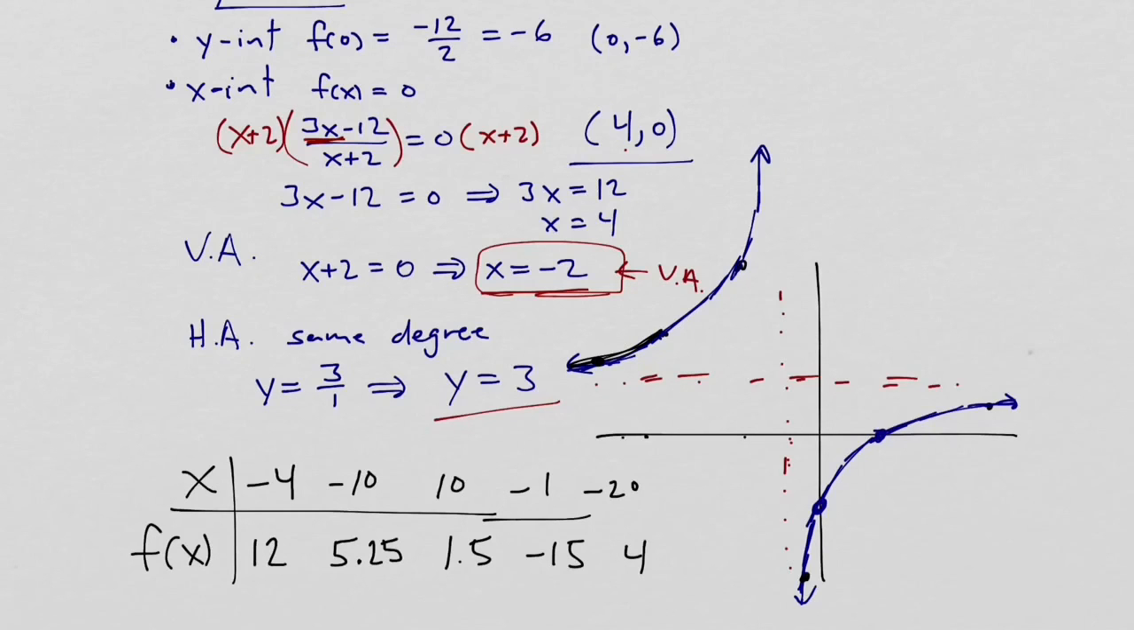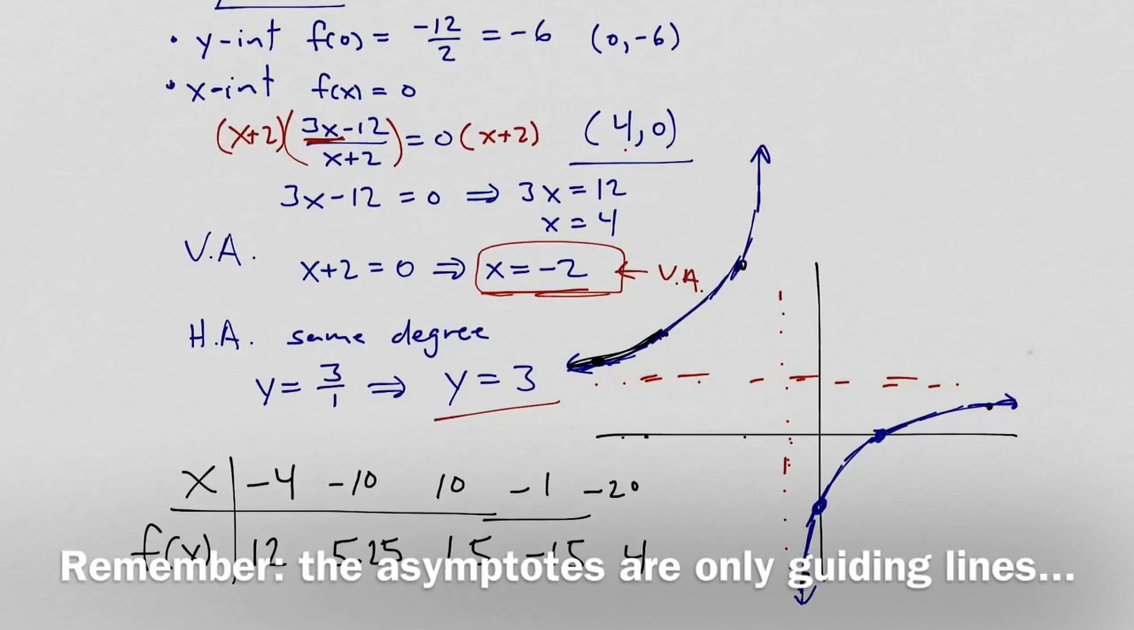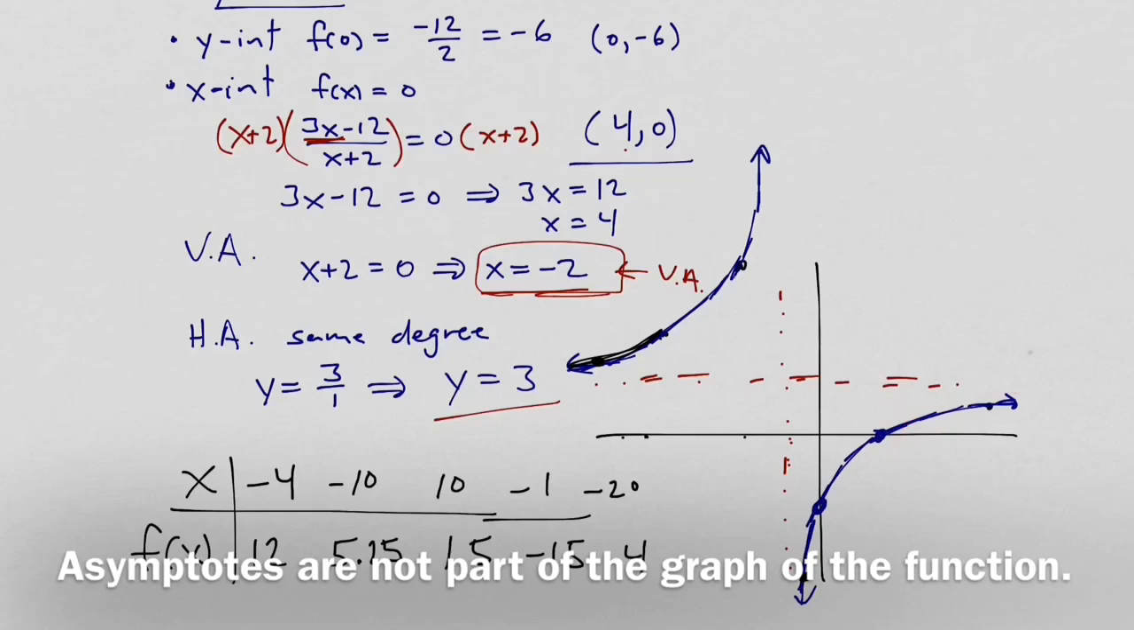So that's the graph of our function. It has one vertical asymptote, one horizontal asymptote, a y-intercept, an x-intercept, and then plotting a few extra points helps us figure out the general shape around those asymptotes.